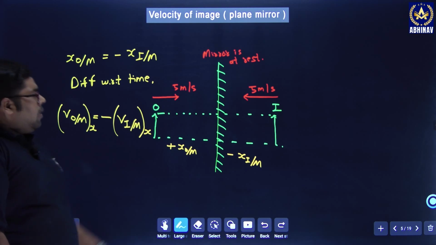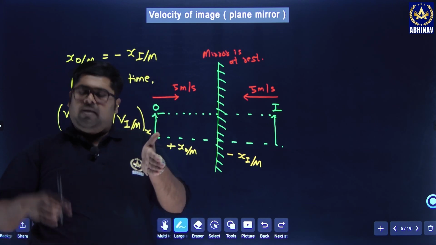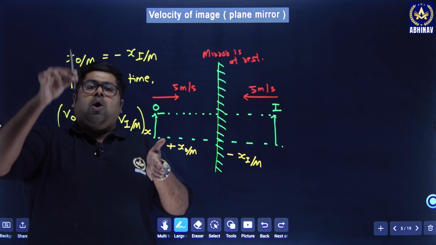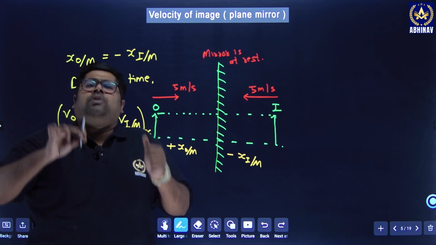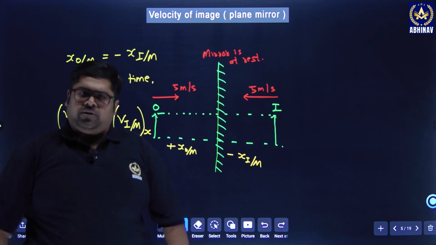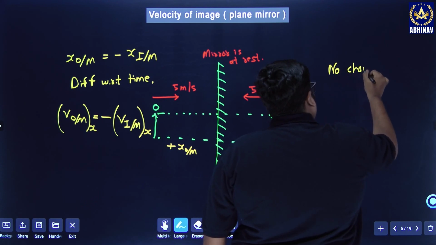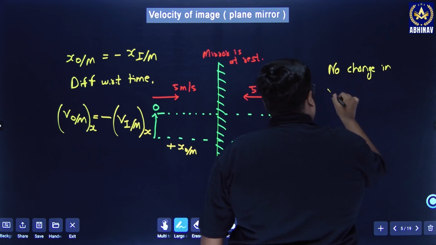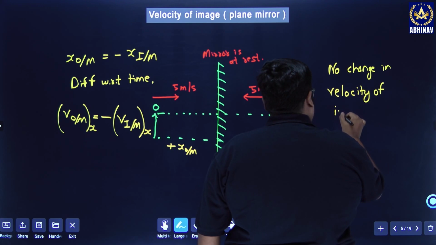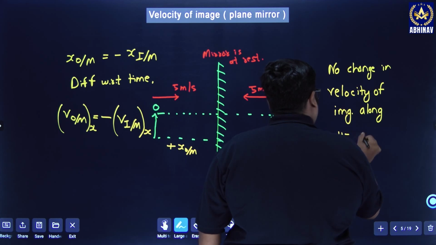Now tell me, what will happen along the y-axis? Imagine here is a mirror, this is my object, and I am moving the object in the upwards direction. Object is going upwards. So what will happen to the image? Same thing will happen to the image as well. The image will also move in the upward direction. So there is no change in the velocity of the image along the y direction.